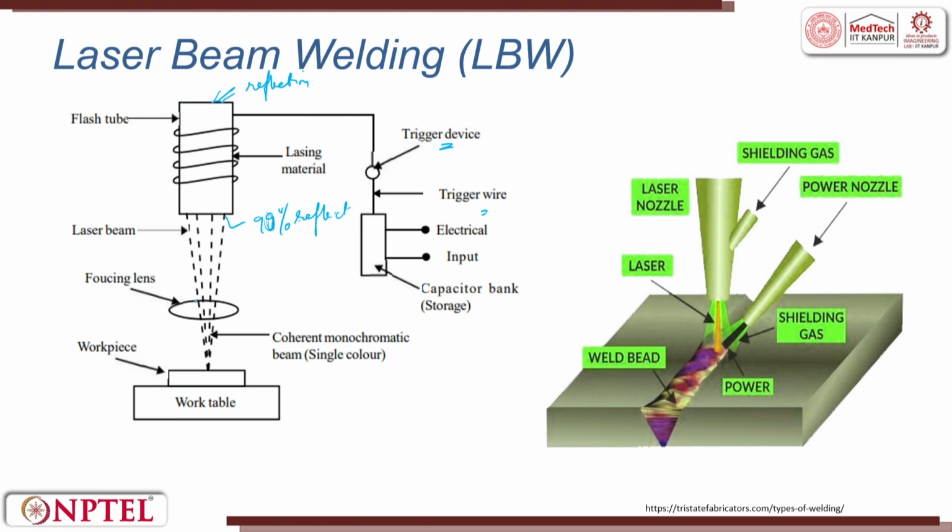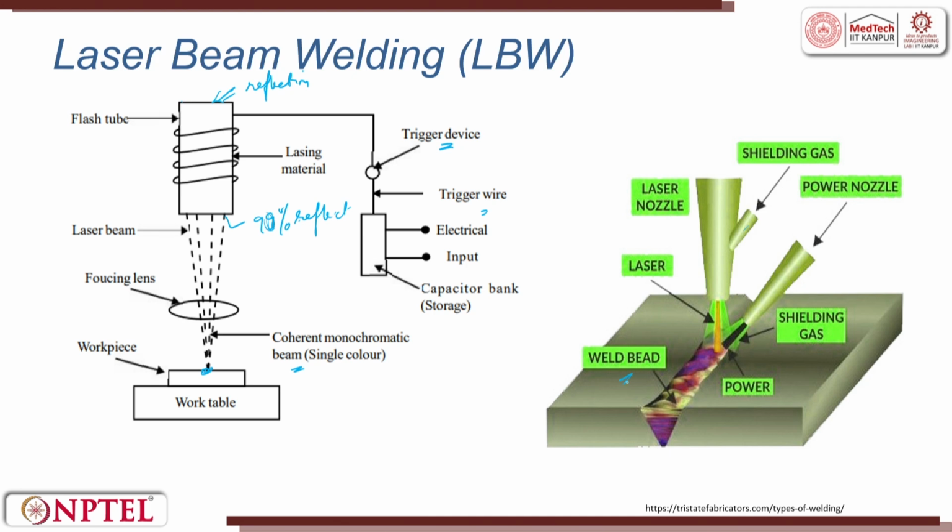The laser beam is broad, so you put a focusing lens to focus it on a smaller spot. Whatever comes out of this is a coherent monochromatic beam. It hits the workpiece and the joining happens there. If you want to see it picture-wise, this is what it is. You have a laser nozzle, then you have a laser. A shield gas is given, so that oxidation and other things are not formed. If you want to add a powder, you can add it, or without adding a powder, if you want to join, you can join.